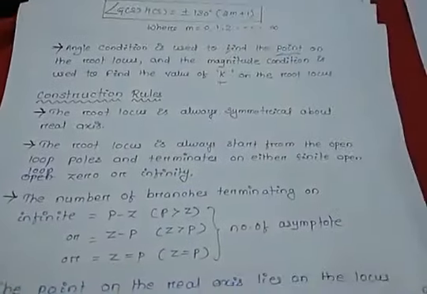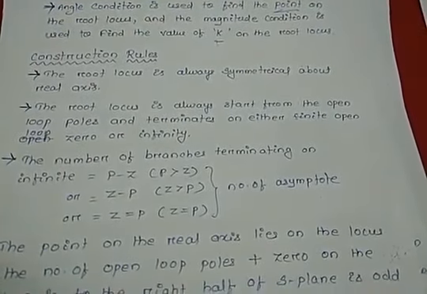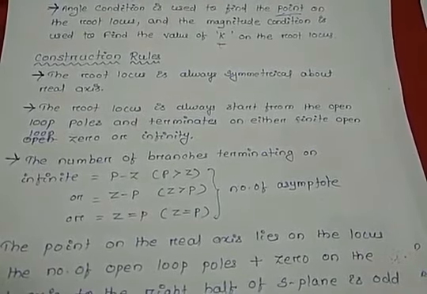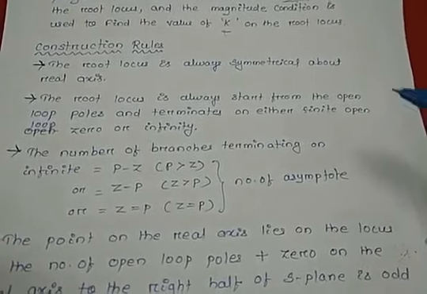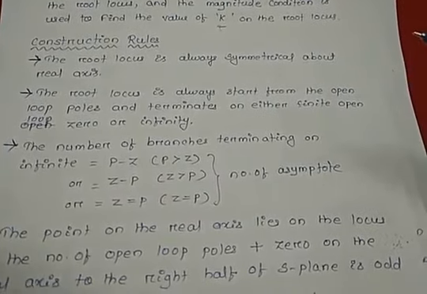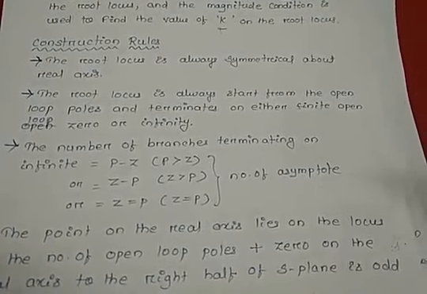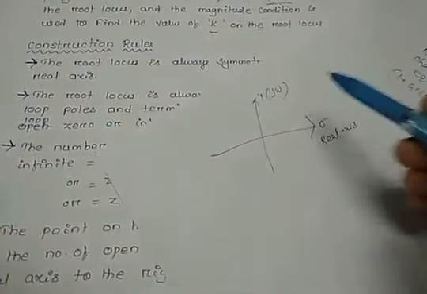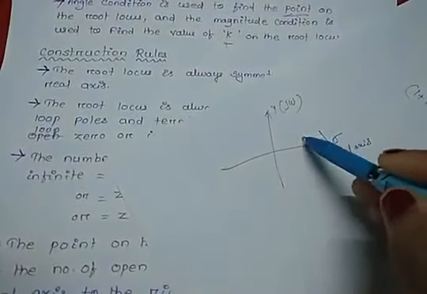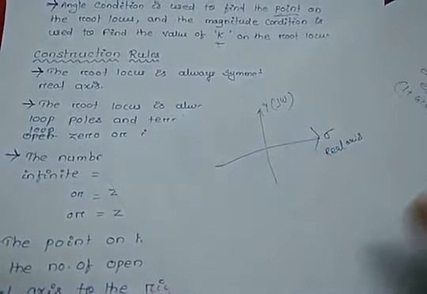Now coming to the construction rules. When we draw the root locus, we have to follow some rules to construct it. The first rule is that the root locus must always be symmetrical about the real axis. This is the real axis, and the root locus must be symmetrical about this real axis.